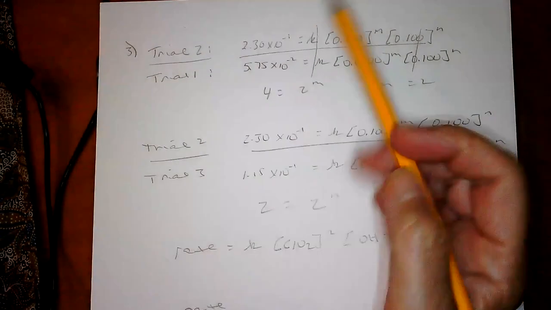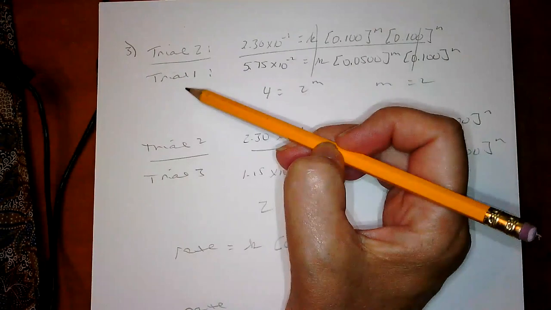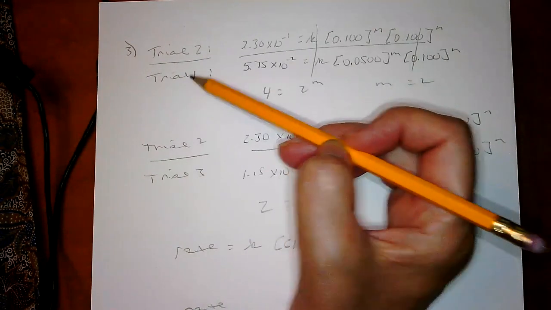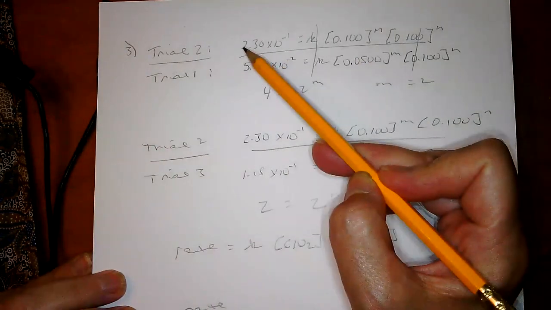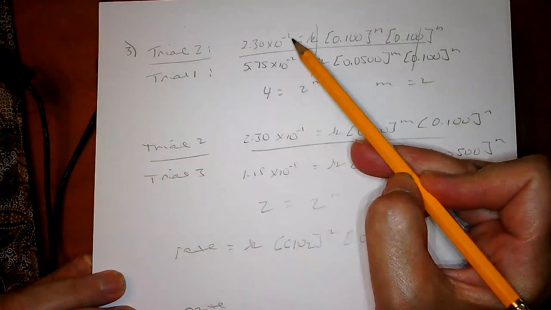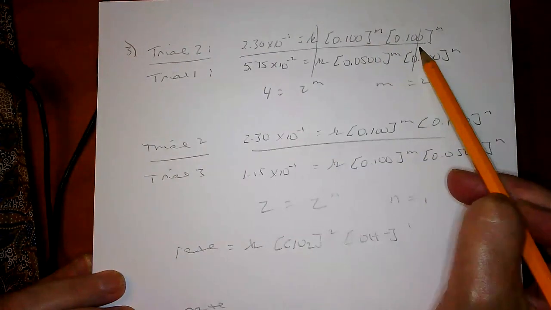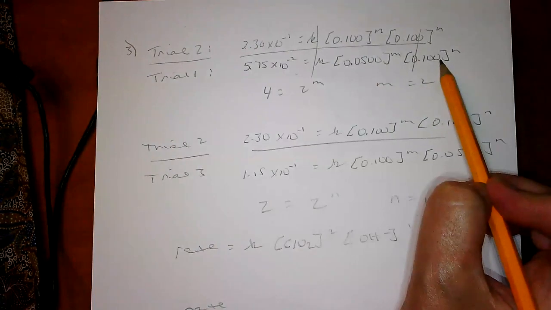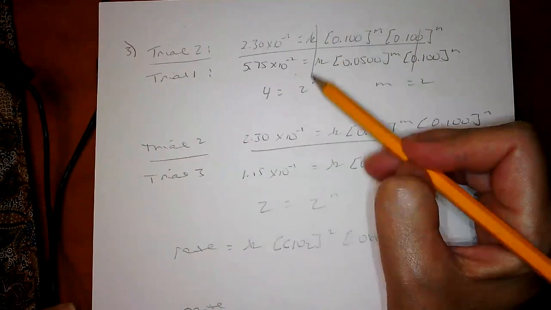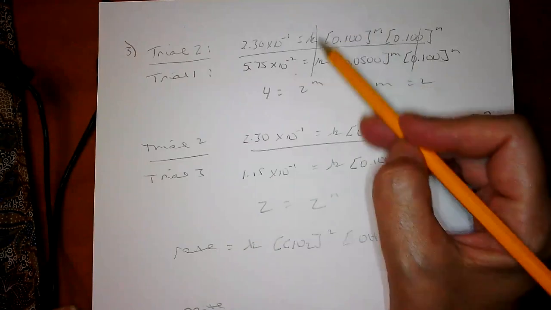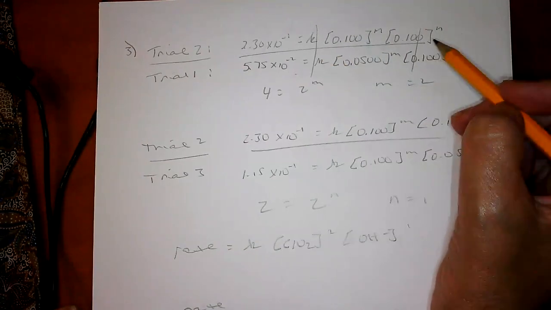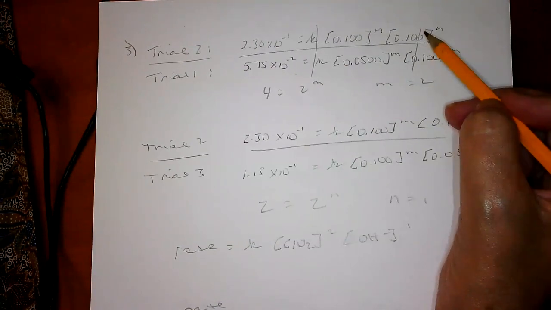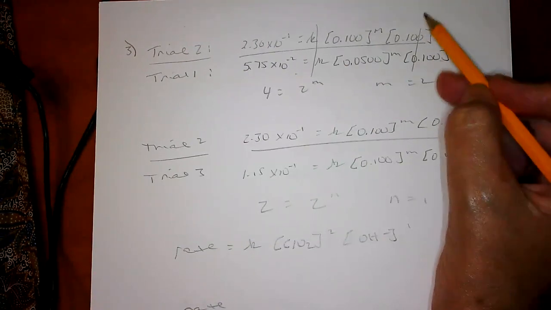For number three, I took trial one and compared it to trial two. I wrote in the rate and the concentrations for trial two, and then the rate and the concentrations for trial one. What I notice is that k is a constant. Even though I don't know it, it's the same, so it's going to cancel out. The concentration of the hydroxide is a constant. Even though I don't know what order it is, it doesn't matter.